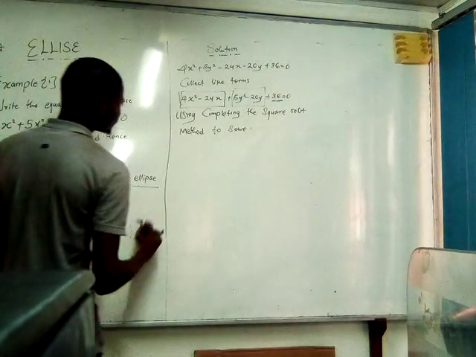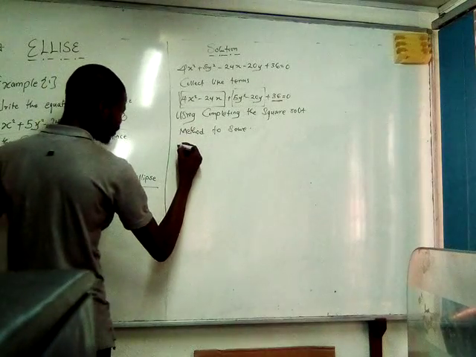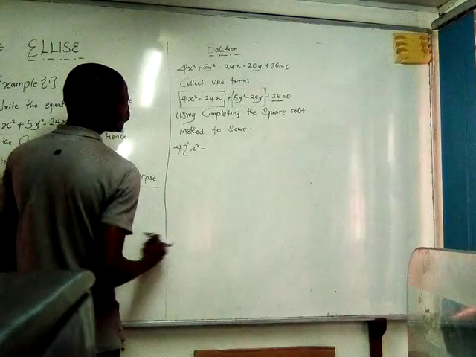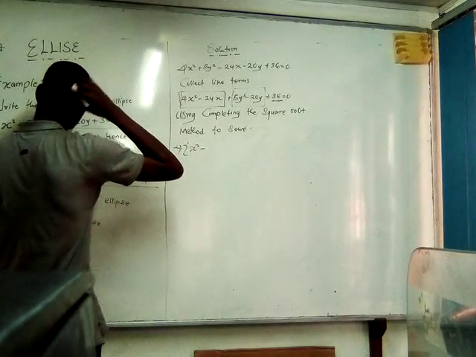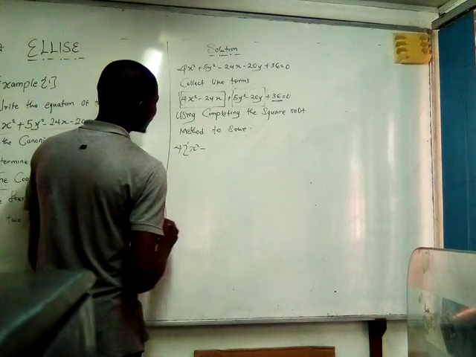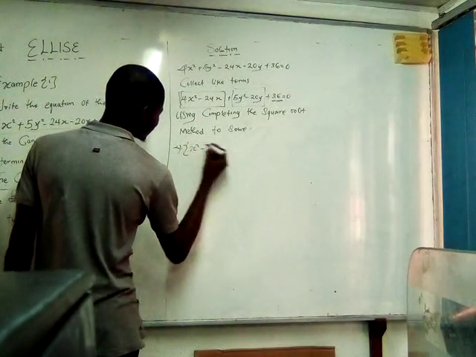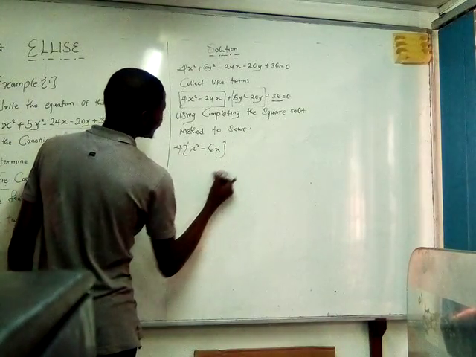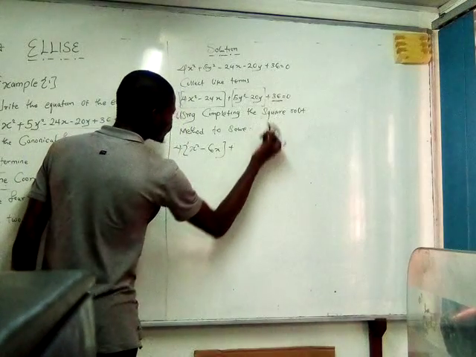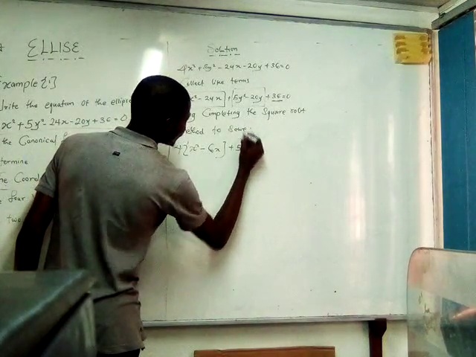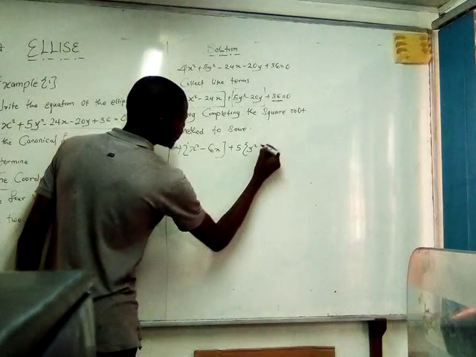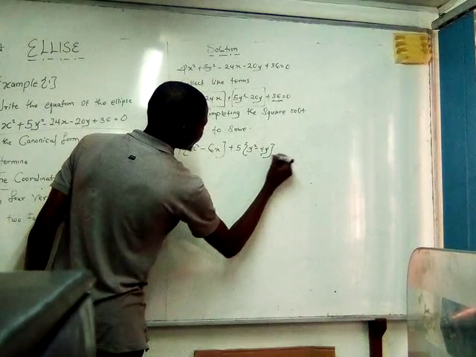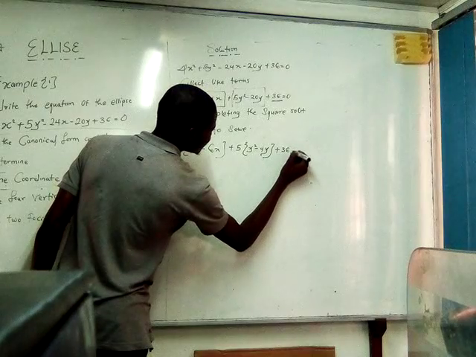So we are going to say 4 is common. You bring out your 4. 4 open bracket x squared minus, 4 in 24, we are going to say is 6x, close bracket, plus 5 is common. You bring it out. You are going to have y squared minus 4y, close bracket, plus 36 equals 0.